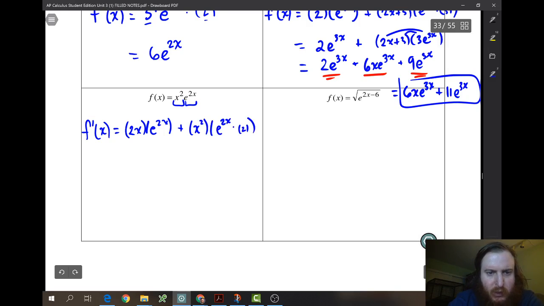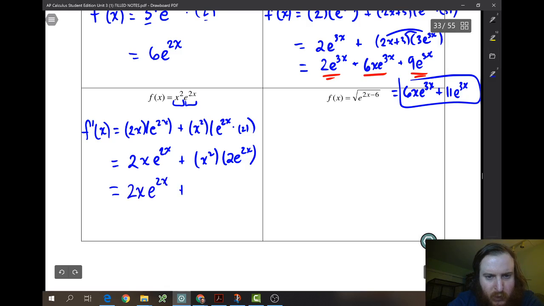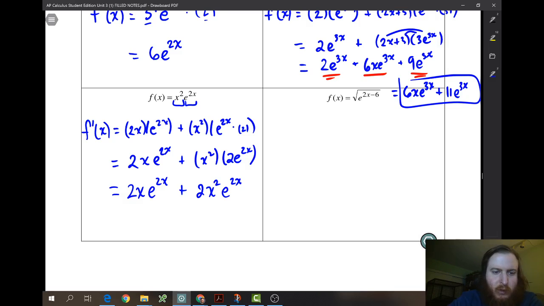And when you get good at these, you don't have to write it the way I did. You can just immediately jump to 2 e to the 2x. So when we expand, 2x e to the 2x plus, this is x squared times 2 e to the 2x, which is 2x e to the 2x plus 2x squared e to the 2x. And that's a great answer.